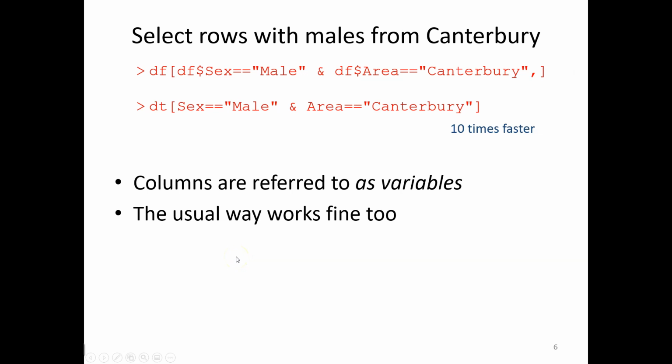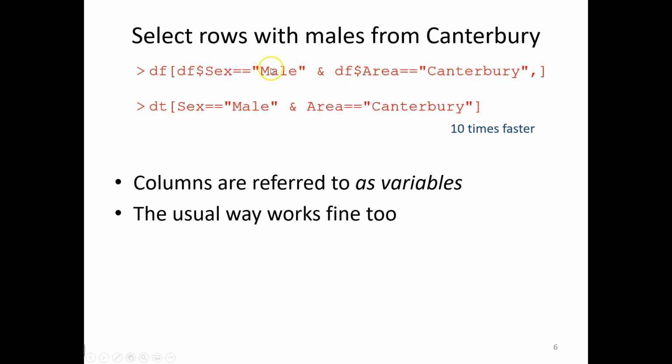If you want to select only the rows with males from Canterbury, you would write df, the data frame object, df$sex equals male for the males, and you also have a condition that df$area is Canterbury, and then you have the comma and all columns. And that would give you a data frame containing all the rows where the sex is male and the area is Canterbury.